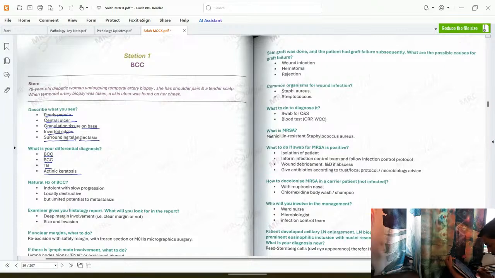Natural history of basal cell carcinoma. It is indolent with low progression, locally destructive, but with limited potential to metastasize.